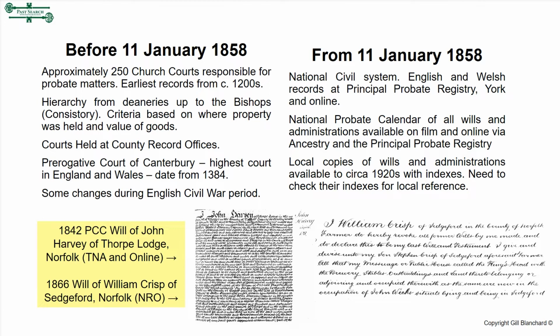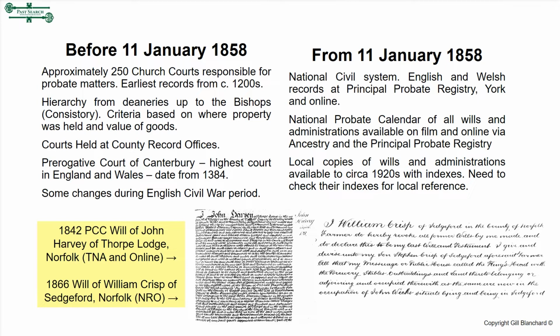most major change occurred in 1858 when a national civil system came into force, when the powers to grant probate were taken away from the church. The English and Welsh records were then copied, so whenever there were district registries set up around the country and a will or administration could be granted either at a district registry or at the principal probate registry, which had overall jurisdiction, indexes were created from those.